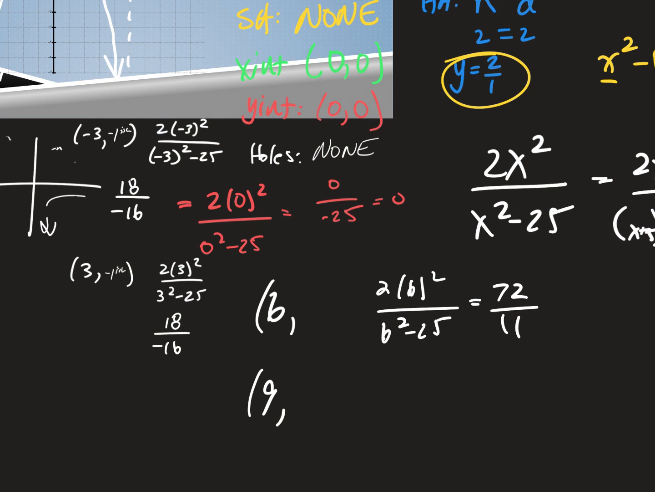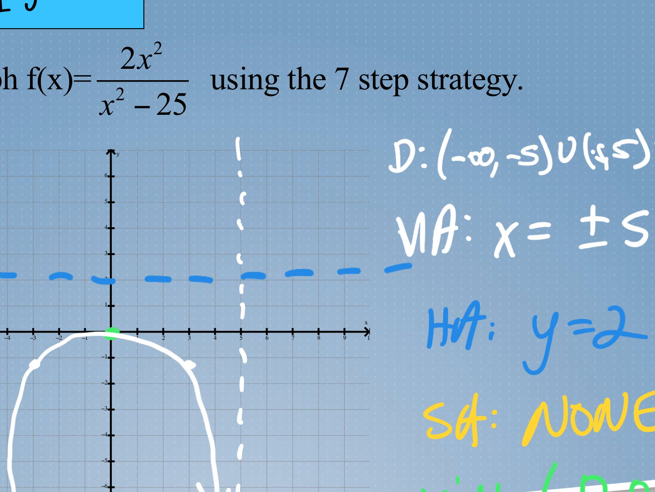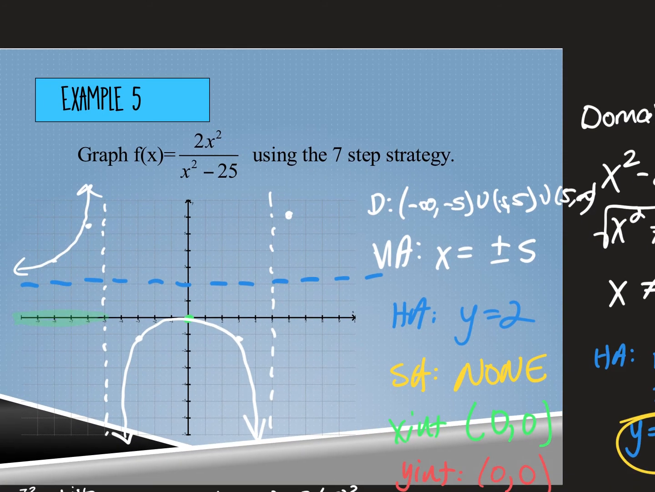How many times does 11 go into 72? About 6 times. 6-ish. All right. So I'm going to go over 6 and then up 6. 1, 2, 3, 4, 5, 6. Right now, you guys tell me, where does my boomerang exist? Is it going to be in the top right or the bottom right? Top. Right? It's up here.